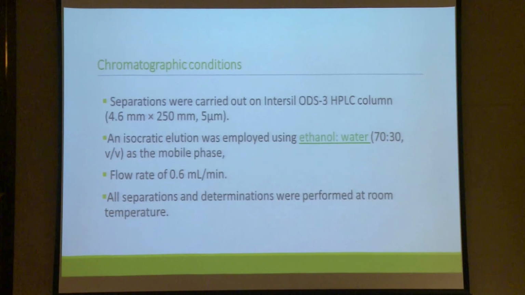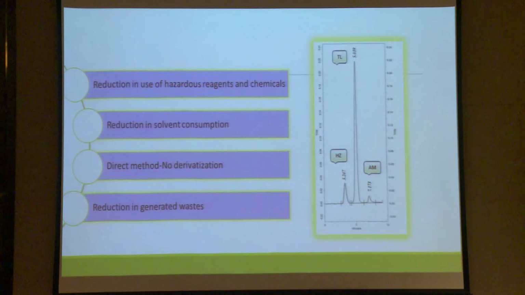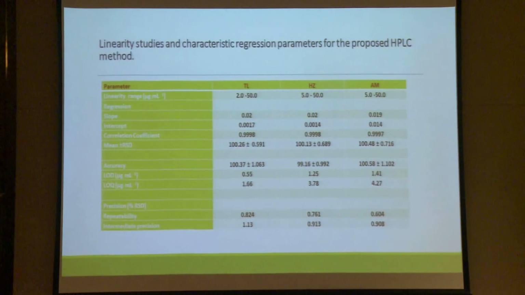We have a small flow rate, 0.6 mL per minute, and all the separation was done at room temperature. So in our method, we reduce the use of hazardous reagents, we reduce the solvent, it is a direct method with no derivatization, we reduce the generated waste, and we have a good separation without affecting the analytical performance of the method. To make sure that our greenness concept does not affect the method, we did the linearity studies with the range, accuracy, LOD and precision. It gave very good results compared to the official methods.